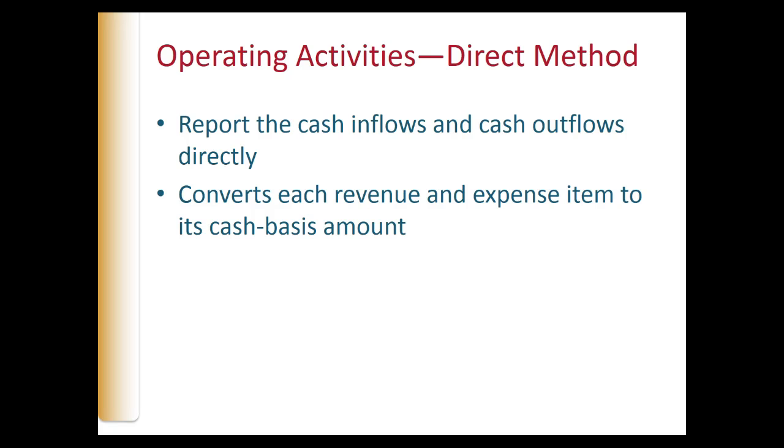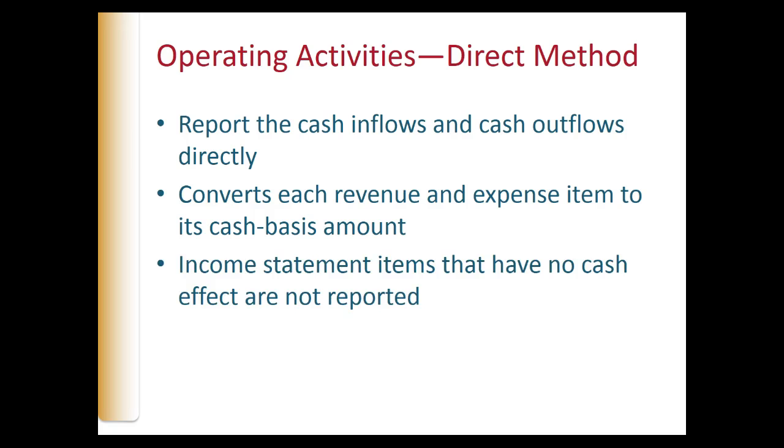But there is an alternative method called the direct method, where we report the cash inflows and the cash outflows directly on the statement of cash flows. So, for example, we report cash received from customers as the cash effect of sales, and cash paid to suppliers as the cash effect of cost of goods sold. Income statement items that have no cash effect, like depreciation or gains and losses on the sale of assets, are simply not reported under the direct method.